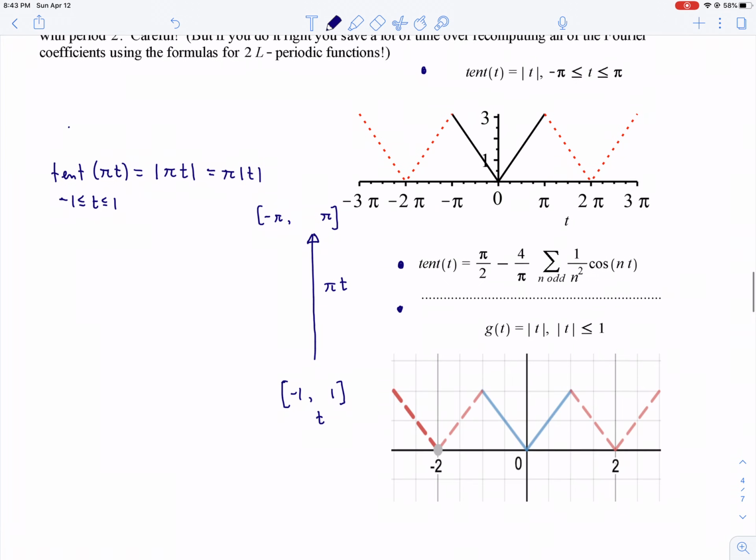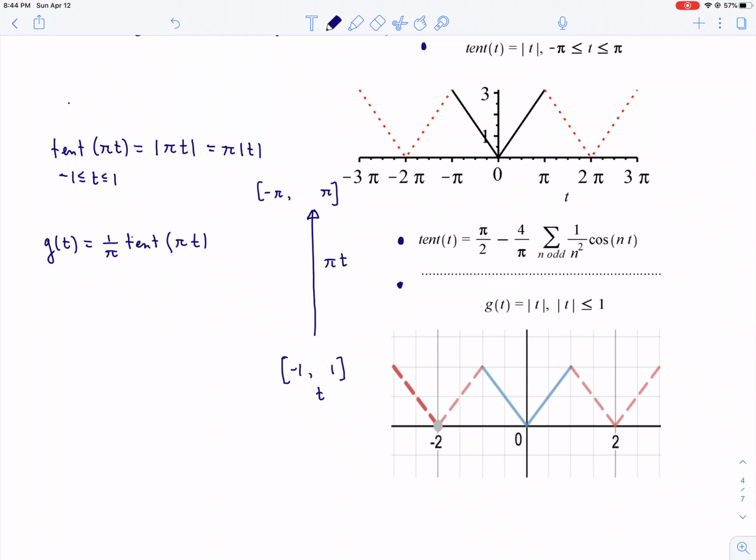Okay, my g function was just absolute value of t, so g of t is 1 over pi tent of pi t. So there was a scaling going on here for the inputs in the domain, and sort of a hidden scaling going on in the range at the same time. And that's why you've got the 1 over pi as well as the pi. Okay, well, I'm now set up to use what we were talking about in the last page.